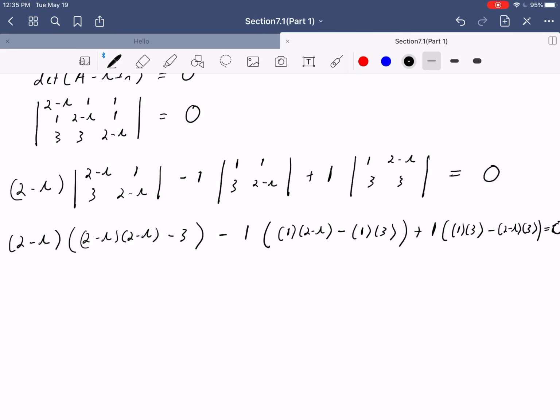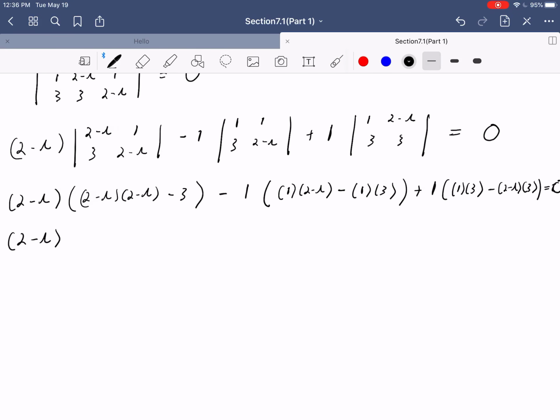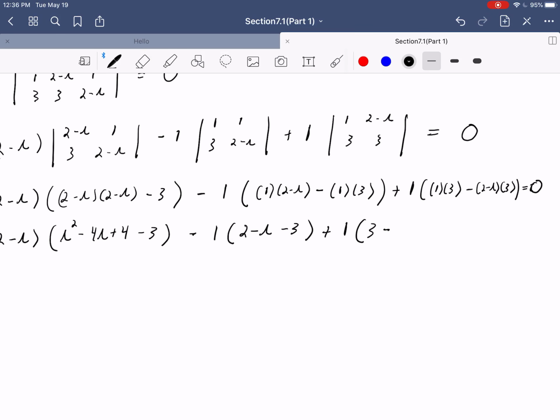Okay, now let's go ahead and start to expand this stuff out. A little bit messy, but shouldn't be too bad. 2 minus lambda, we can just FOIL that together. That looks like we're going to get lambda squared minus 4 lambda plus 4 minus 3. And then minus 1 times, in here, we're going to get 2 minus lambda minus 3 plus 1. And then 3 minus, and we'll have to be careful here because we have to distribute that negative. So we'll just do 3 plus, and it looks like we should get 3 lambda minus 6 equals 0.